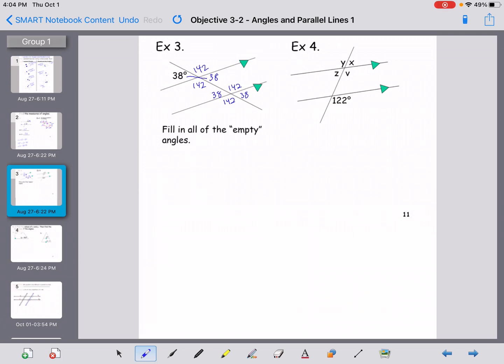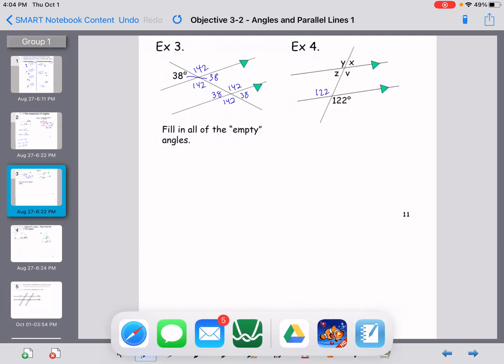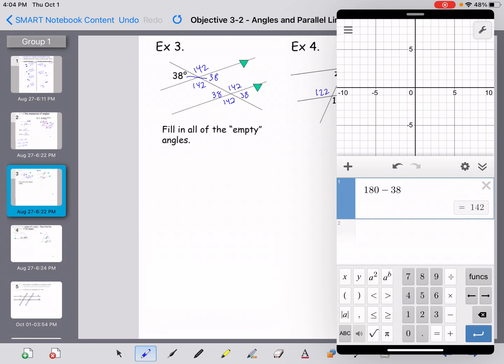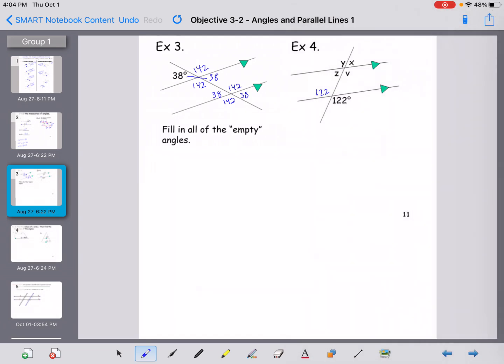And it's going to be the same thing for example 4. That's going to be 122. Again, I'm not doing a number that's not nice and even or nice and round. That's going to be 58 and 122, 58, 58, 122. Oh, and this one's 58. All right. So I think I've got it down pretty good when I've got just some numbers involved.